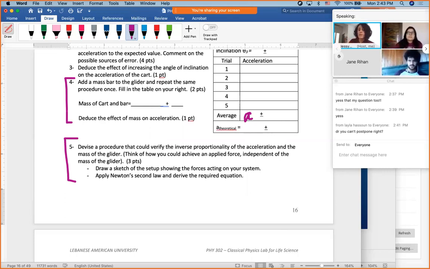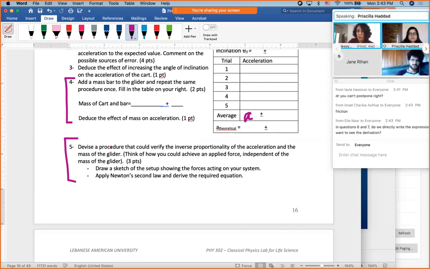All right. Devise a procedure would be just briefly say what equipment you need and how the setup looks like. You can have a sketch and a pencil to show how the setup is, and explain how applying Newton's second law will show you that a is mass dependent and what to measure. What to vary if you want.